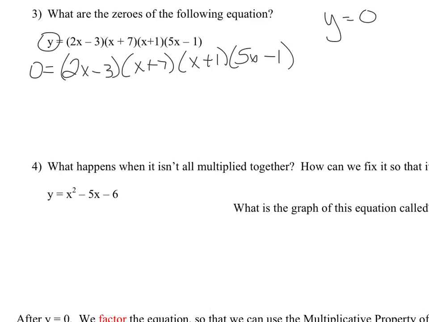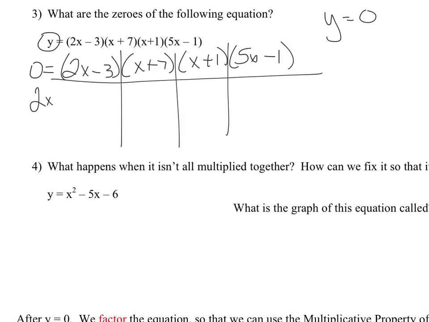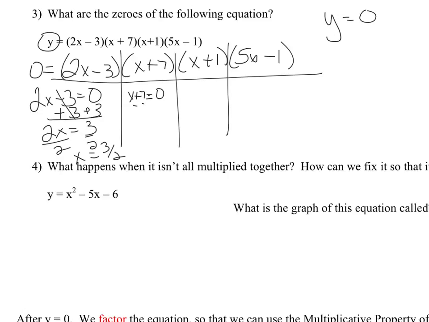Okay, and then we simply say, okay, there are 4 factors. Each of these factors could be 0. Let's see what value I would get for x if they were 0. So we would just set 2x minus 3 equal to 0 and solve. Divide by 2, and x is 3 over 2. This one we set x plus 7 equal to 0. Subtract 7, x equals negative 7.